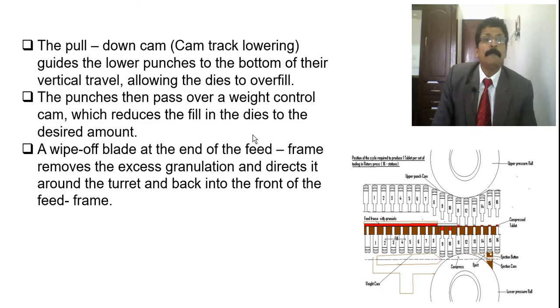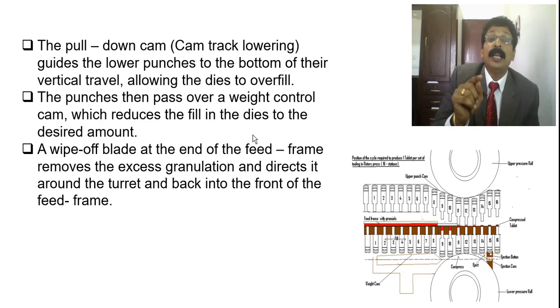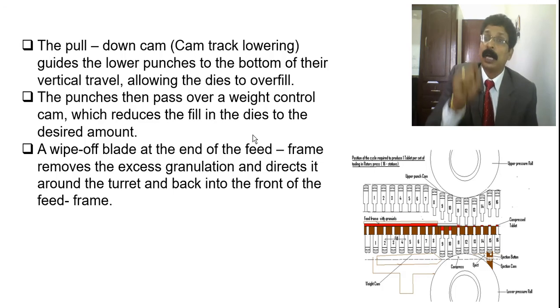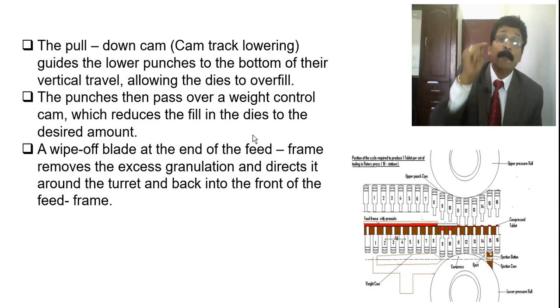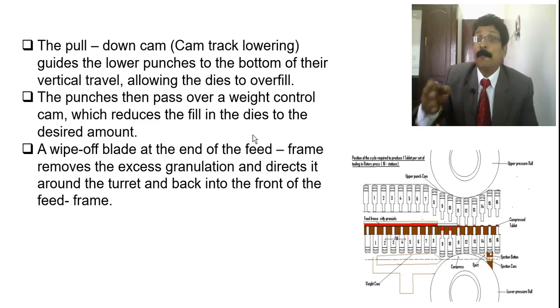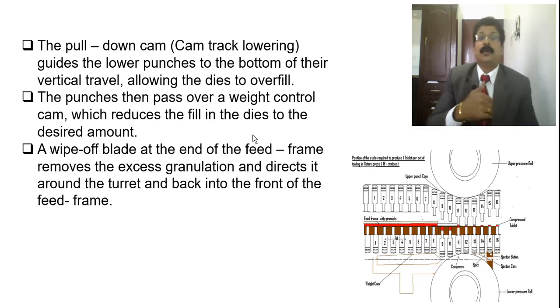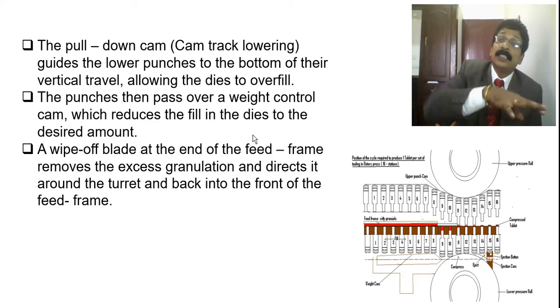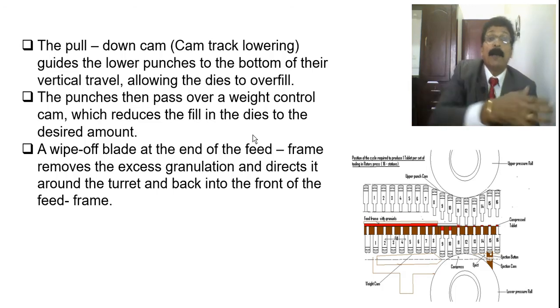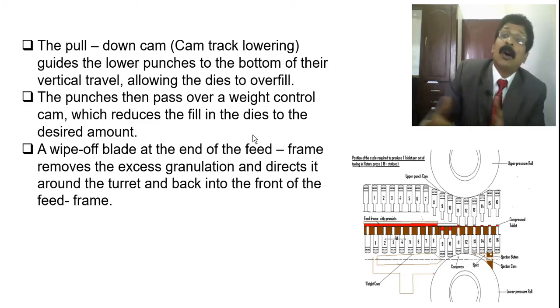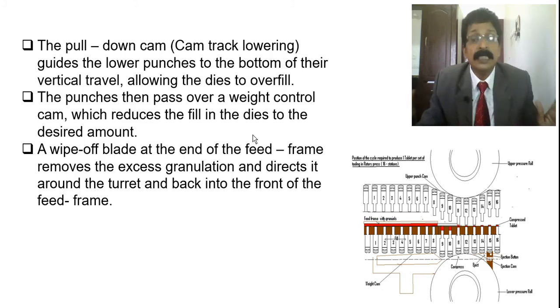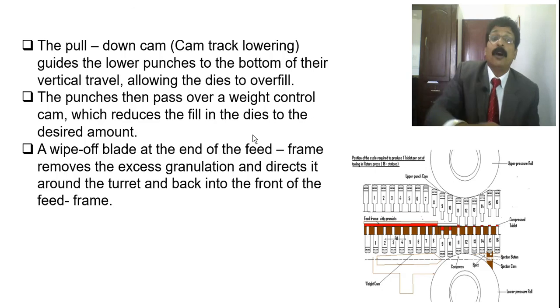The punches pass over a weight control cam, which reduces the fill in the die to the desired amount. The amount will be fixed by the pharmacist. The wipe off blade, which is fixed in the feed frame at the end of the feed frame, removes the excess granules and directs them to the turret, which is the table holding the die, and back to the front of the feed frame, where it comes along with the fresh powder. There is no wastage of the powder, because some tablets are made of very costly powders which we cannot waste. Everything is uniformly recycled.